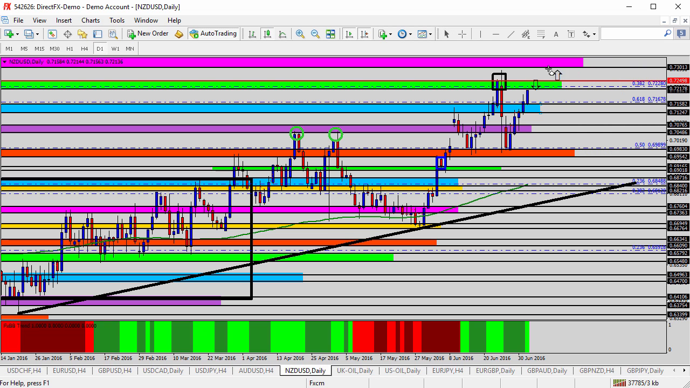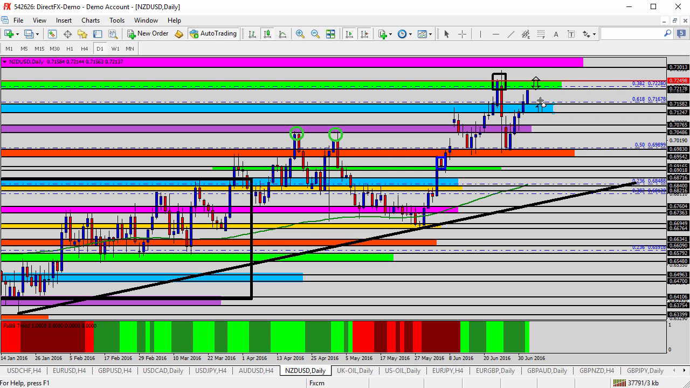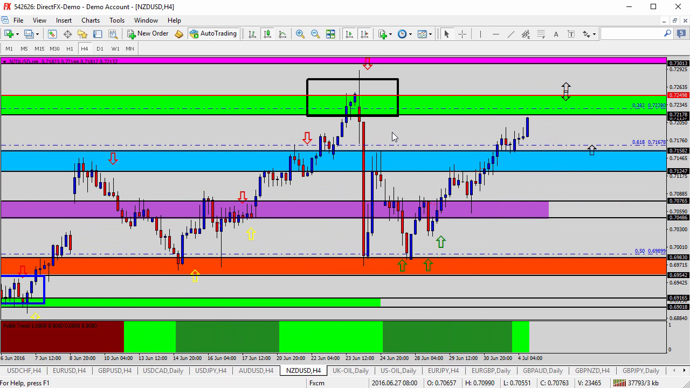Now, a break above there may change the story a bit. Getting above 72.50 might change the story and bring a continuation into the 73s, but right now, just not a great time to go long. If you're going to go long, you need it to go down. You need it to go down here towards the blue shaded area. Let's take it down to the 4-hour time frame.